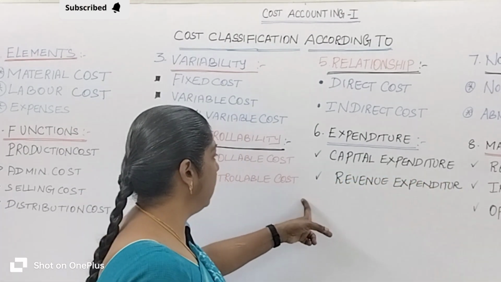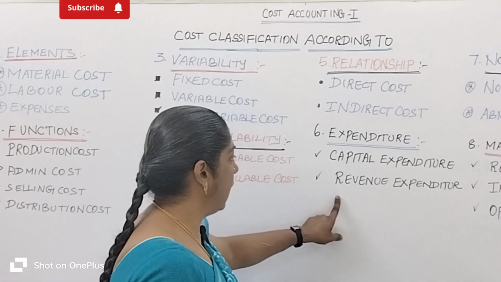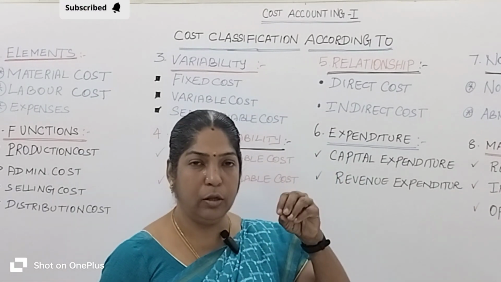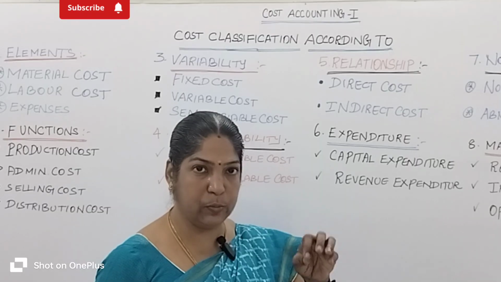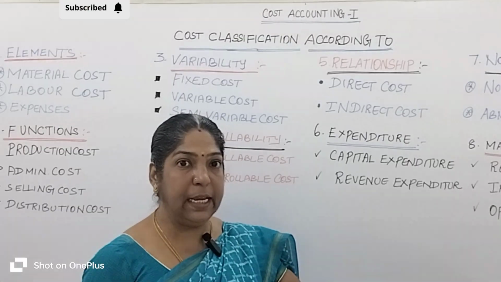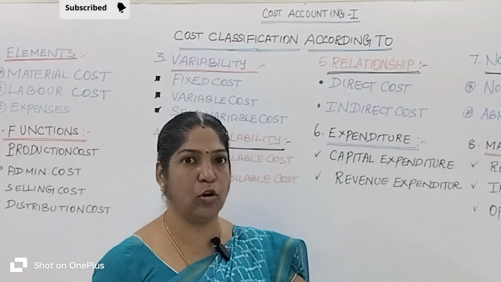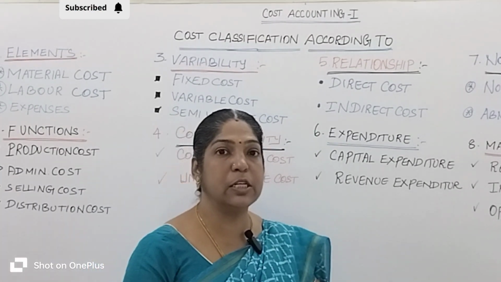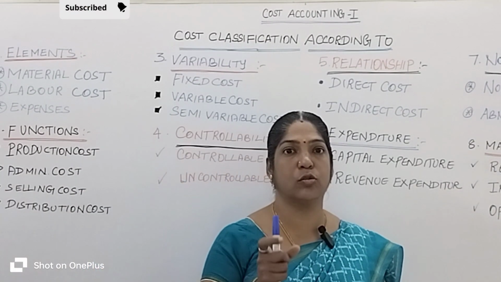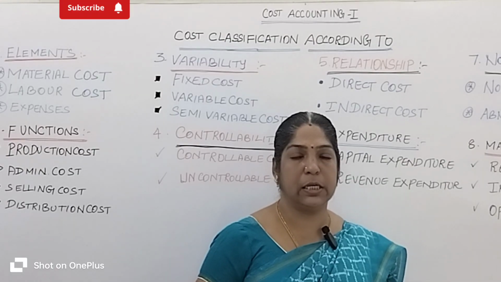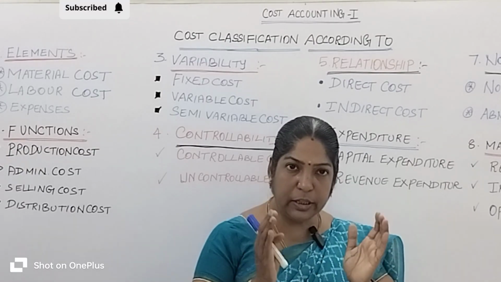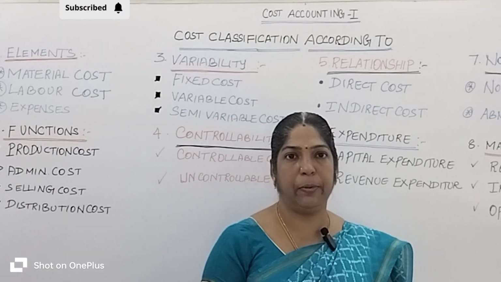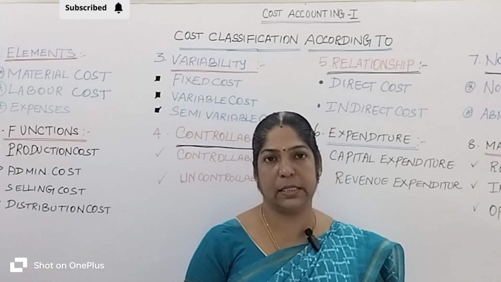Let's come to the next expenditure, that is revenue expenditure. What is meant by revenue expenditure? If you spend money for daily business operations, you need to spend a cost daily for running the business operations smoothly. That is called revenue expenditure. It gives benefits within a short time. Say for example, wages, rent, electricity, etc.